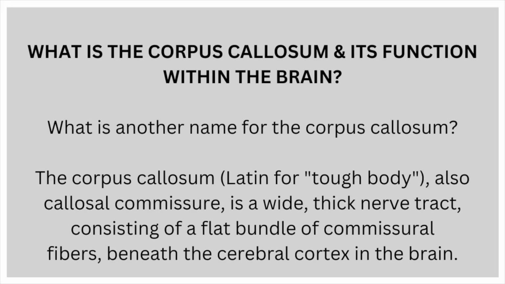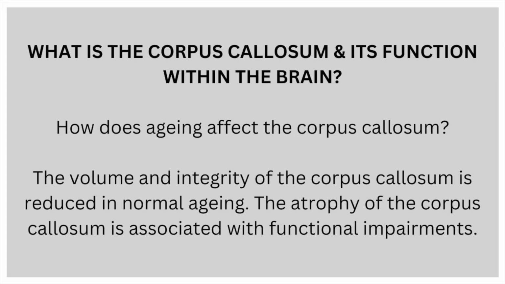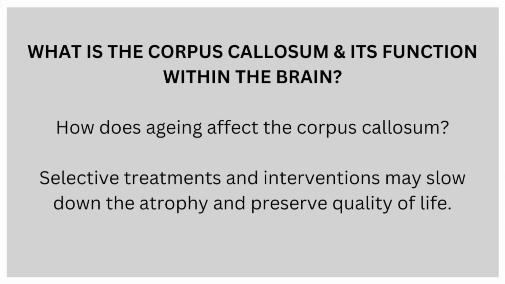What is another name for the corpus callosum? The corpus callosum, also colossal commissure, is a wide, thick nerve tract consisting of a flat bundle of commissural fibres beneath the cerebral cortex in the brain. Corpus callosum, Latin for tough body. How does aging affect the corpus callosum? The volume and integrity of the corpus callosum is reduced in normal aging. The atrophy of the corpus callosum is associated with functional impairments. Selective treatments and interventions may slow down the atrophy and preserve quality of life.